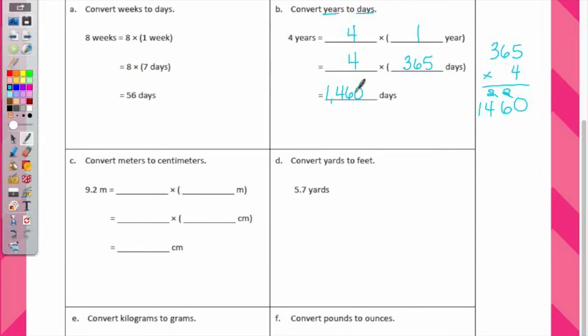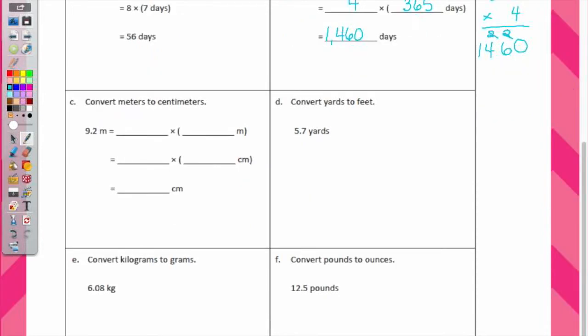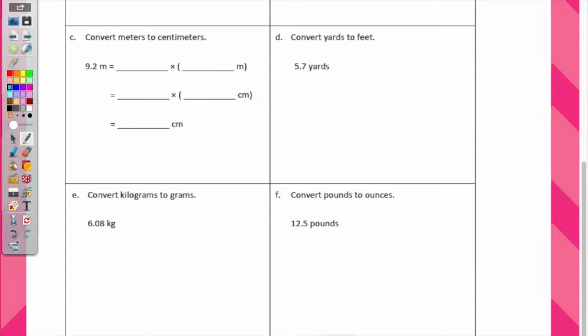Okay, and was there a decimal place value in my original number? So I don't have to worry about placing the decimal. Okay, let's go down and look at C. Okay, it says convert meters to centimeters, and it looks like they already wrote our labels on there for us. So I'm starting with 9 2/10 meters.